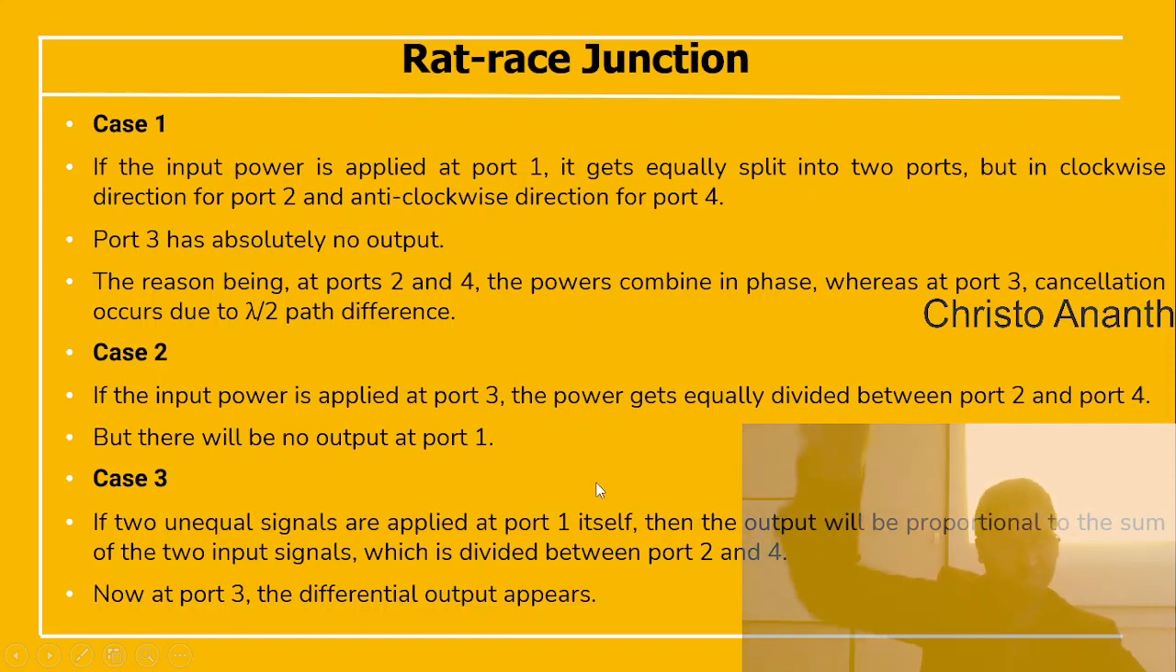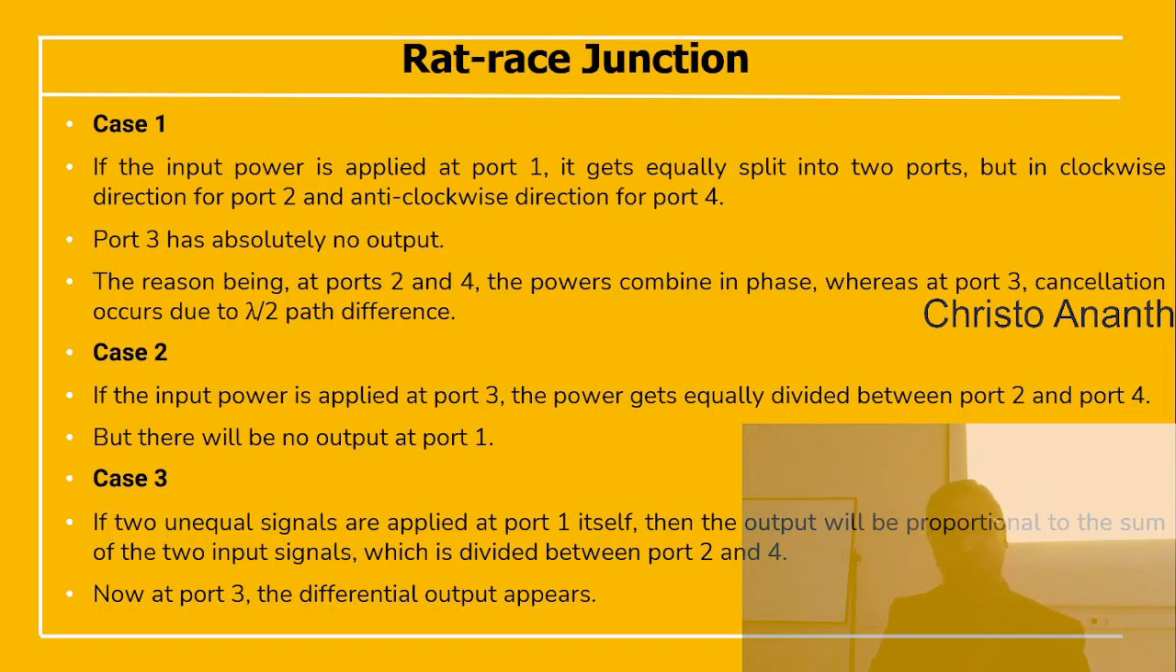So we'll have case 1. Okay. So if the input power is applied at port 1, it is going to split into 2 parts. One in the clockwise direction to port 2 and another in the anti-clockwise direction to port 4. Port 3, no output. Okay. So the reason is that at port 2 and 4, the powers are going to combine in phase, whereas at port 3, cancellation occurs due to the lambda by 2 path difference.